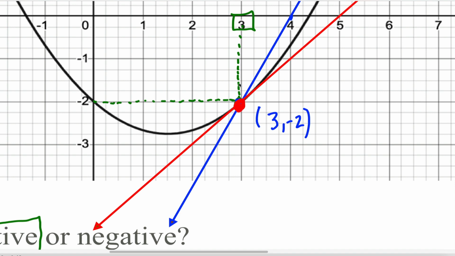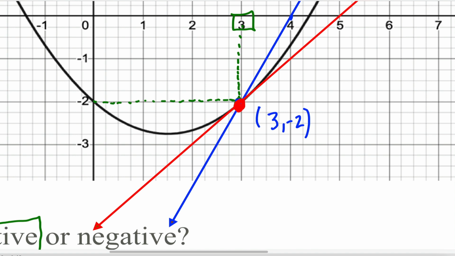But at this instant right here, when x is equal to 3, the steepness of the red path and the steepness of the black path is identical. That's the defining characteristic of the tangent line. The tangent line to a function at a point is the line that goes through that point and has the exact same steepness as the function at that point.